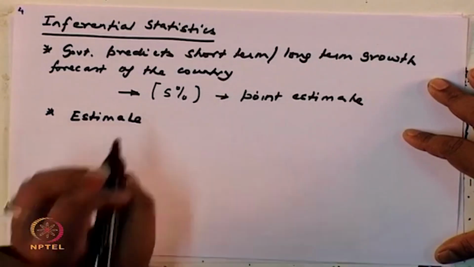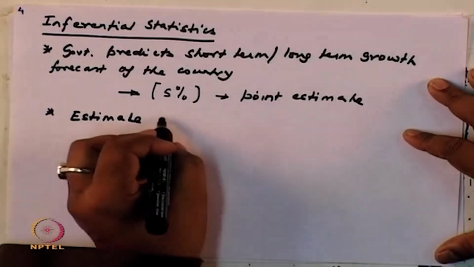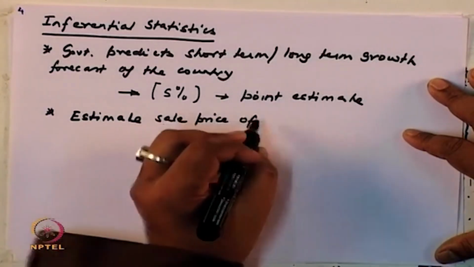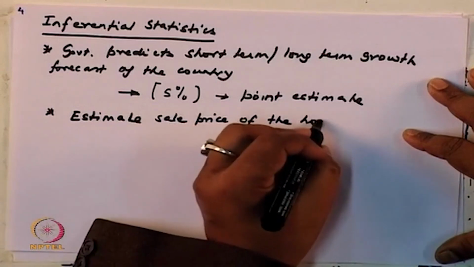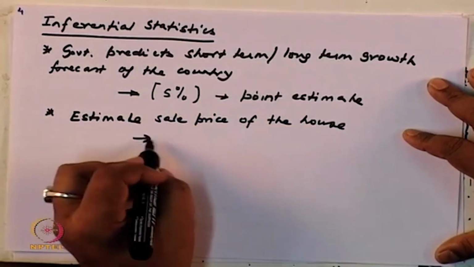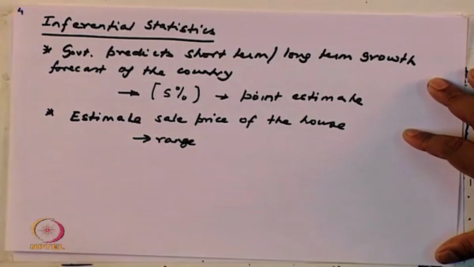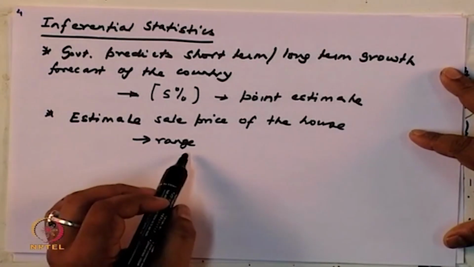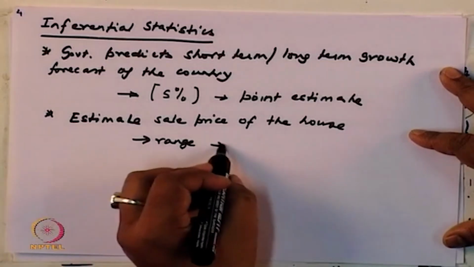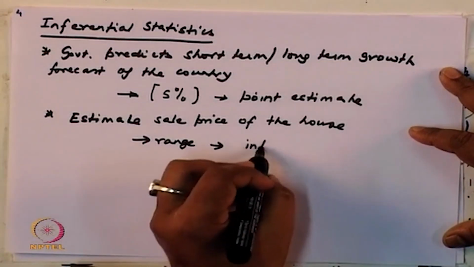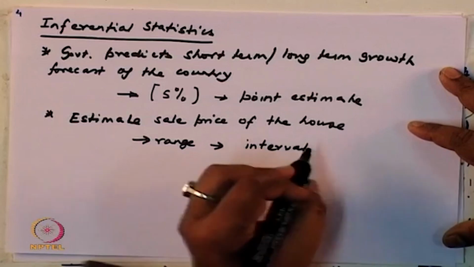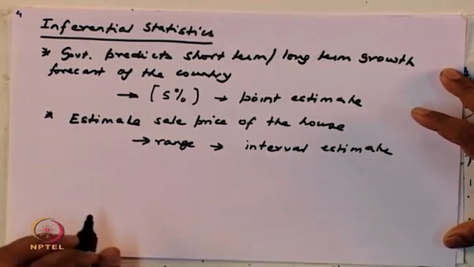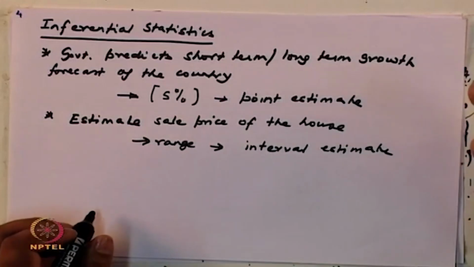So, you have a house, you want to sell it, you want to estimate the sale price of the house. So, this can be a range. What is the minimum you can expect to get? What is the maximum you can expect to get? So, in this case, what you come up with is something called an interval estimate.